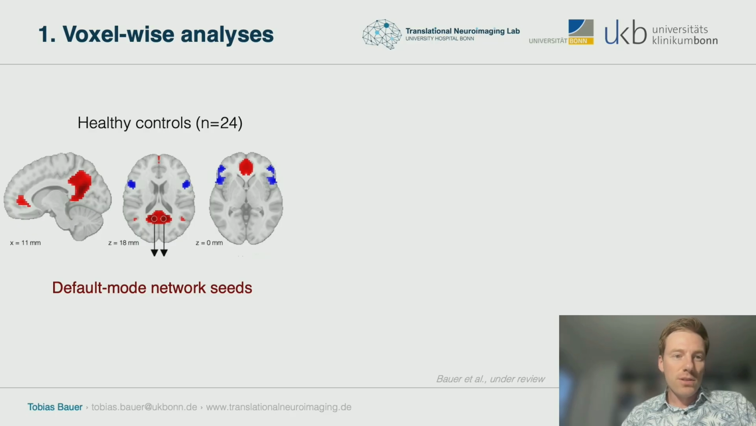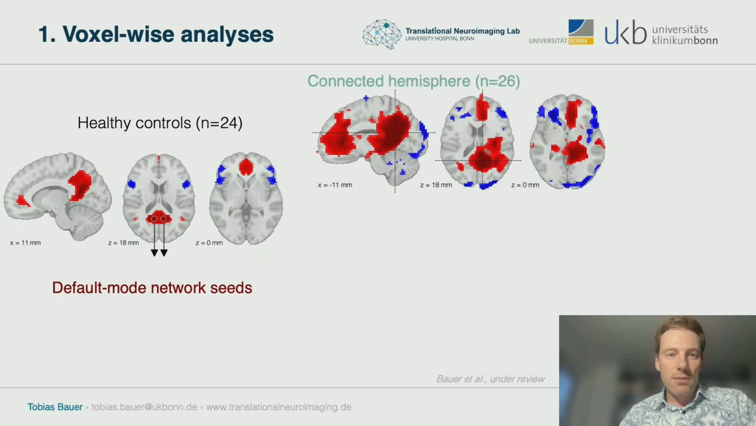And then we used those seeds that we got from the default mode network as seeds for the patients, one seed for the lesioned isolated hemisphere, and one seed for the contralateral connected hemisphere. And there we discovered, which is not too surprising, it has already been shown before, that in the connected hemispheres there is a default mode network which is then limited to this connected contralateral hemisphere.